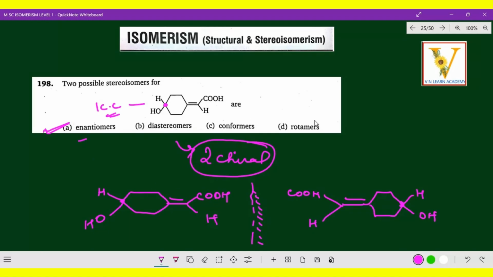Conformers and rotamers come under single bonds, but here a double bond is coming, so this will not be applicable for these two answers. Why? Because a minimum of two chiral centers has to be there; one will be fixed and the other will be changing. That spatial arrangement is called diastereomers. Enantiomers, I hope you got a very clear idea about non-superimposable mirror images, right? Come on, let's go to the next question.